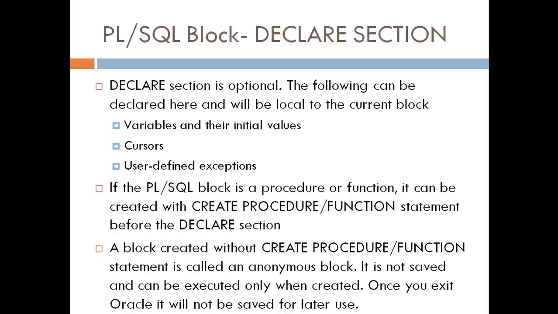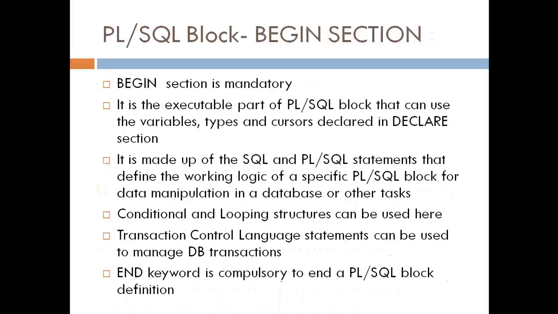If you have created an anonymous block and you exit from Oracle, then it will not be saved for later use. If you want to use the same block again, then you have to declare it again in that specific session of Oracle. The second section is the begin section. The begin section is mandatory. It is the executable part of the PL/SQL block that can use the variables, types and cursors declared in the declare section. So whatever variables you require in the begin section, they must be declared in the declare section before you can use them in your logic.